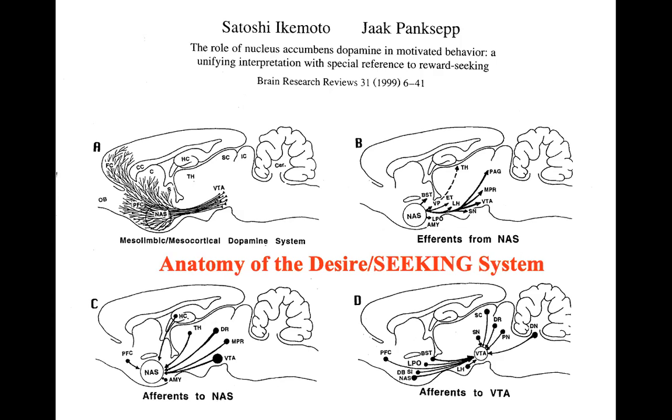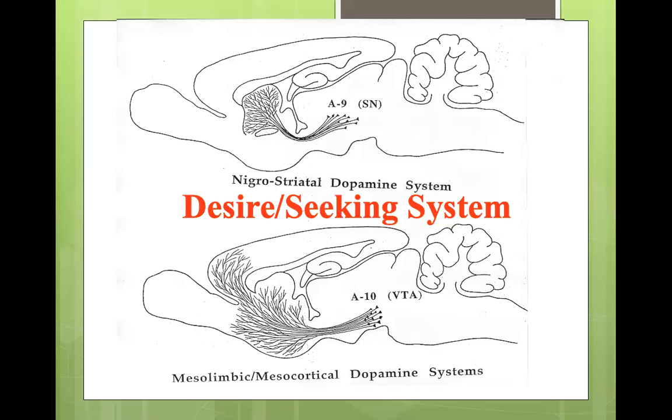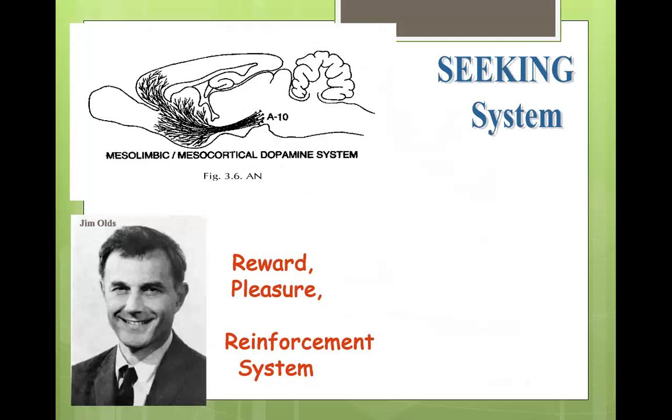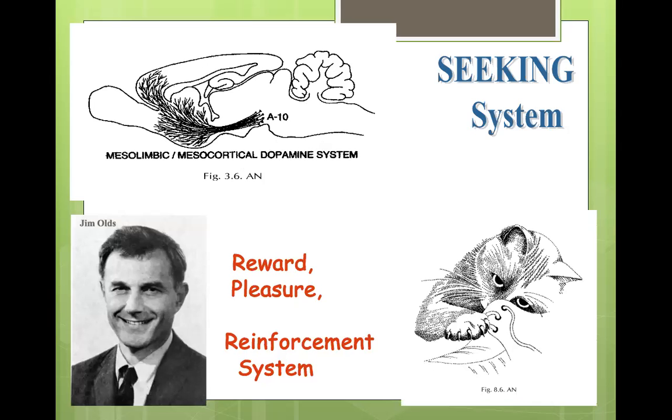So we're talking about the nucleus ambiguous. Let me see if I have a better slide of that. These are rat brains, by the way. This is the guy, Jim Olds, who discovered this system. And all animals use this system. So it's necessary for survival.